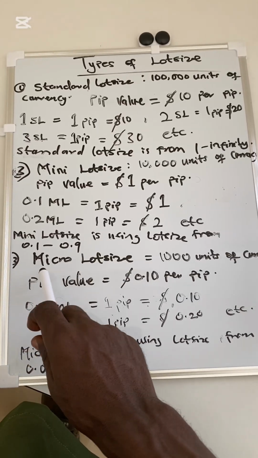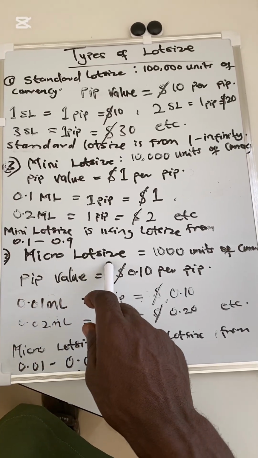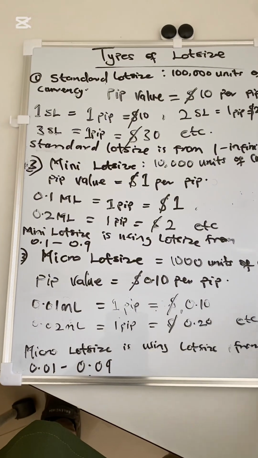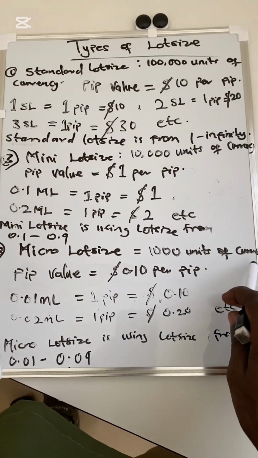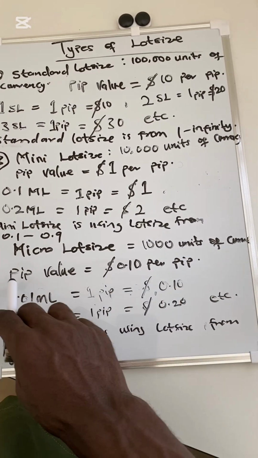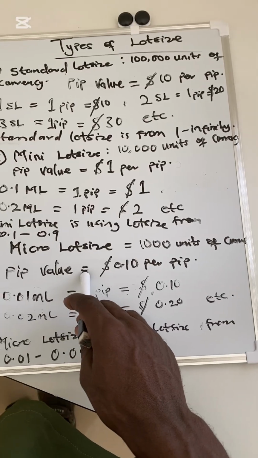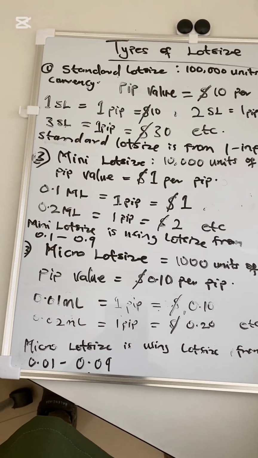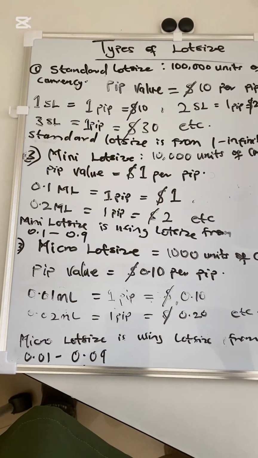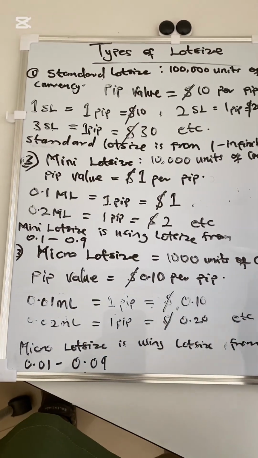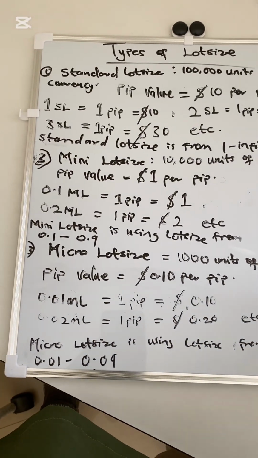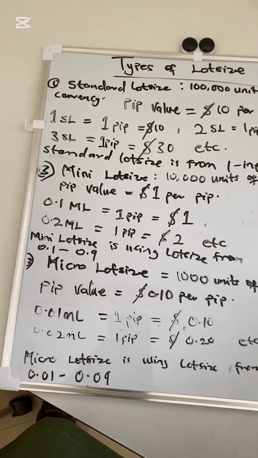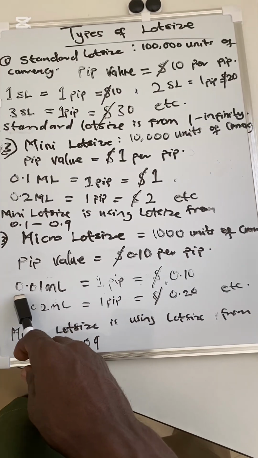Then we have the last one, which is called a micro lot size. A micro lot size is equal to 1,000 units of currency. So one pip value in a micro lot size is equal to $0.1 per pip. So when the market moves one pip, it gives us what? $0.1. When the market moves 2 pips, it gives us what? $0.2.